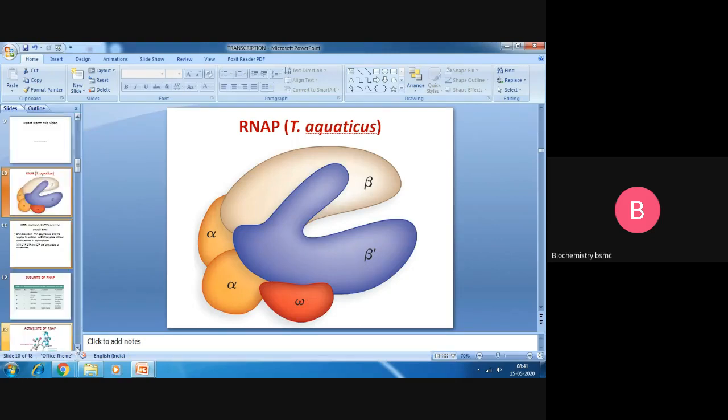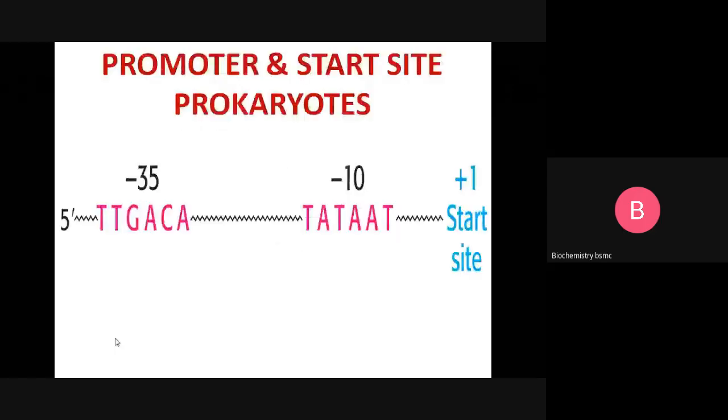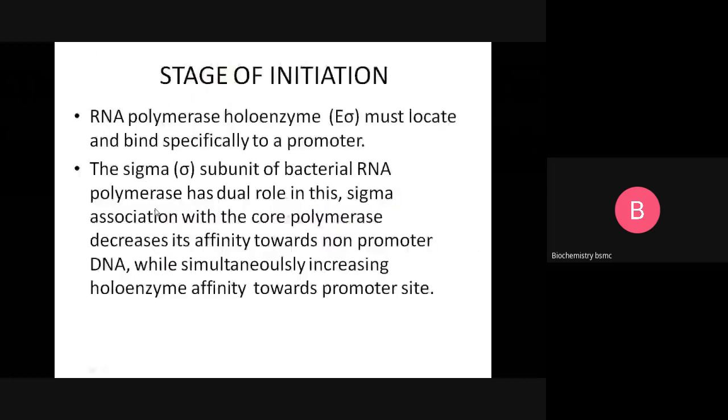And we have told you last class what is holoenzyme. Holoenzyme is nothing but the core enzyme and the sigma subunit. Here you see the sigma subunit. Today we shall see what is the function of the sigma subunit, and we must remember the enzyme plus sigma. Do not forget to remember that E sigma is the RNA polymerase holoenzyme.